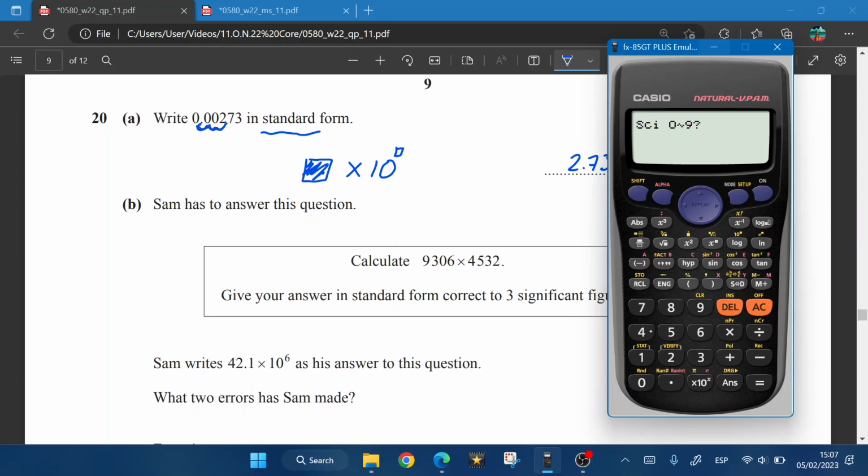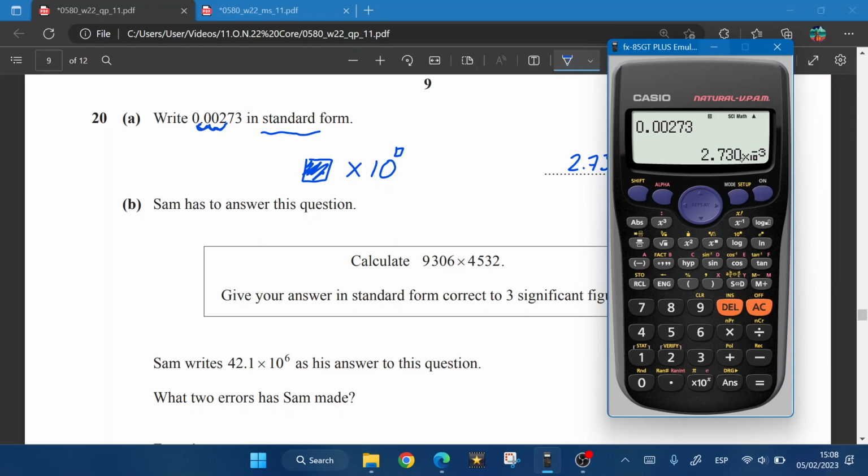Usually write your answers to 3 significant figures. Putting 4 is good. You can put 9, put them all. Okay, I'm going to put 4. So that means if I put in that number they've given us, 0.00273, and I press equal, it's supposed to give me the answer. So there we go. Scientific notation, right?